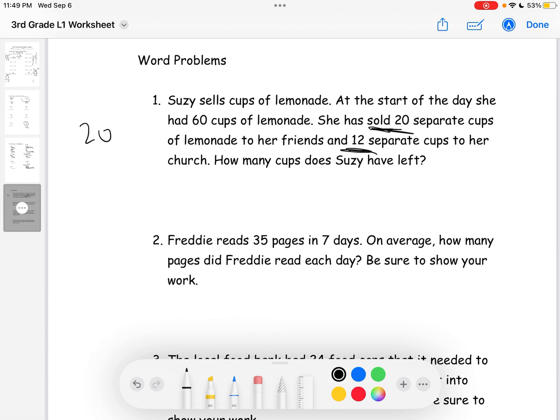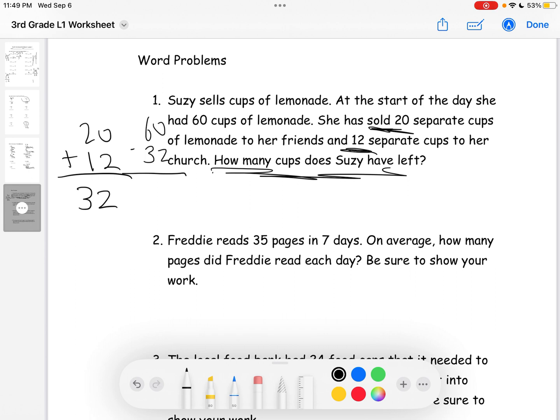So it would be 20 plus 12, which equals 32. And since in the beginning she has 60 cups, you want to do 60 minus 32, since it's asking you how many cups Susie has. So same as last time, 0 minus 2, but since the 0 is smaller than 2, you're going to have to use the 6 right next to it. Change that into a 5, change the 0 into a 10. So 10 minus 2 would be 8, and the 5 minus 3 would be a 2. So the answer to question 1 would be 28.